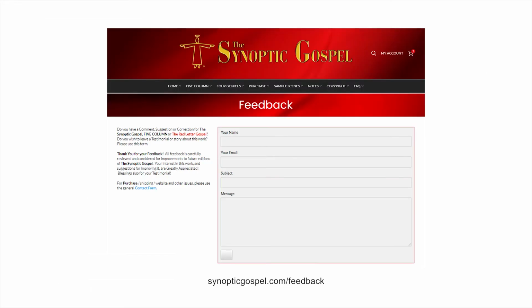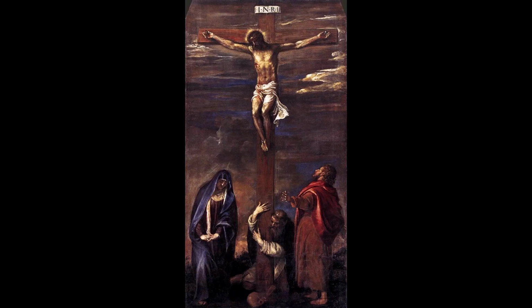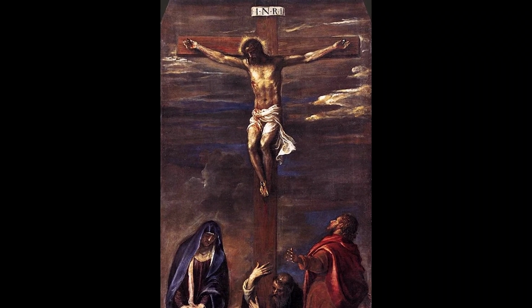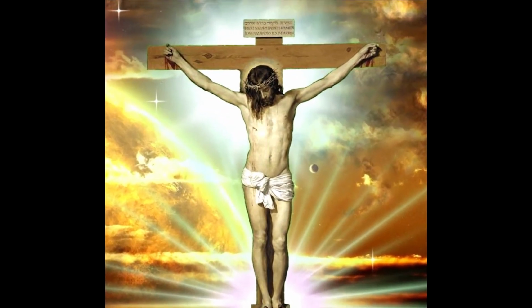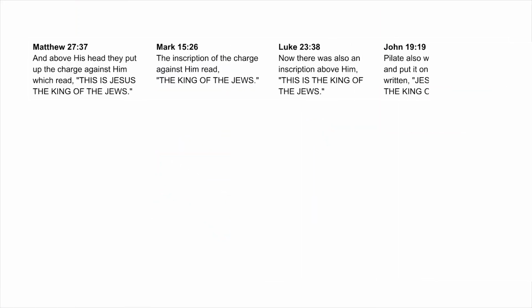the website. So with this in mind, let us look at what the sign said that was placed above the head of Jesus as he was hanging from the cross, because all four of the Gospels record that the sign said something a little different. Here you can see what the four original Gospels say about this event.